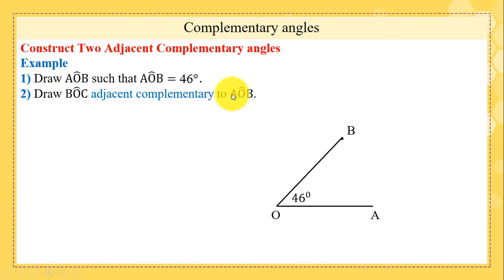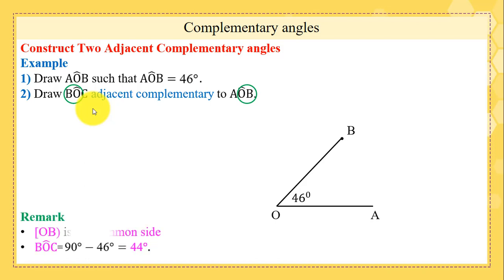From the names of the two angles, the common side will be BO and OB. And because the two angles are adjacent complementary, their sum must be 90 degrees, then the new angle that we want to draw, BOC, will be equal to 90 minus 46, which is equal to 44 degrees.